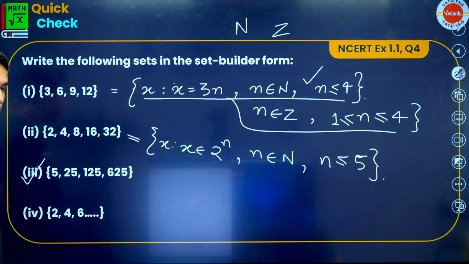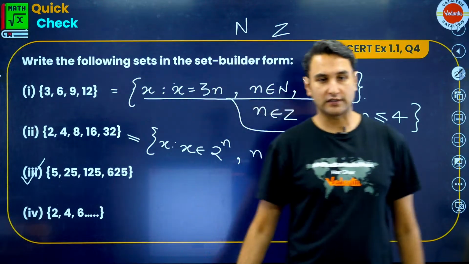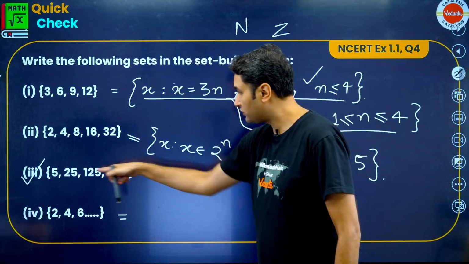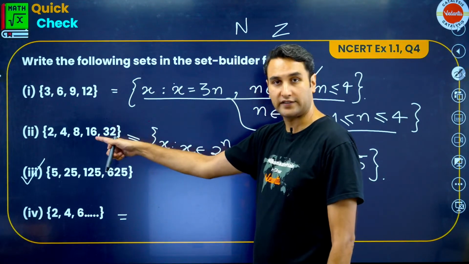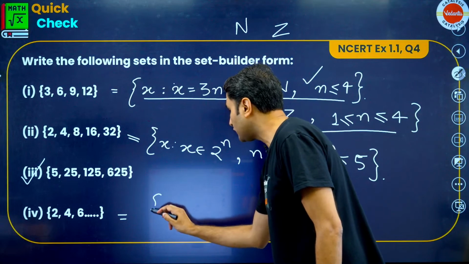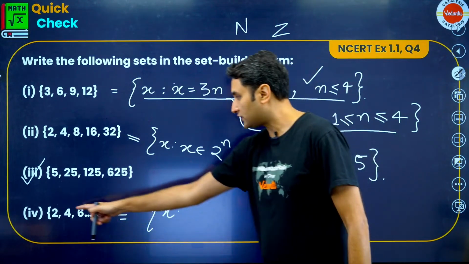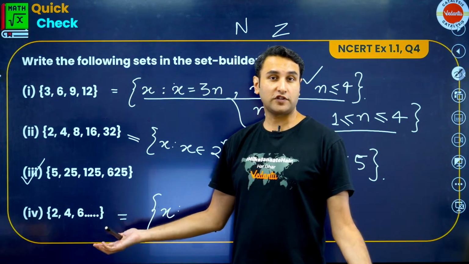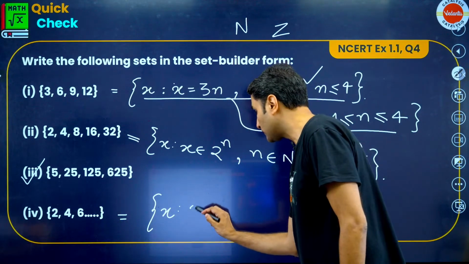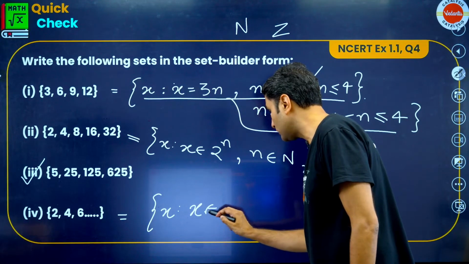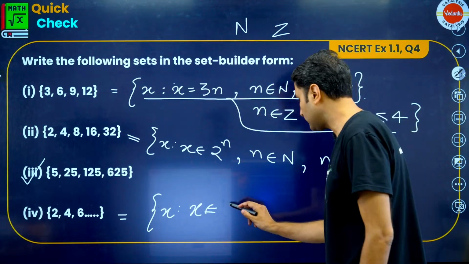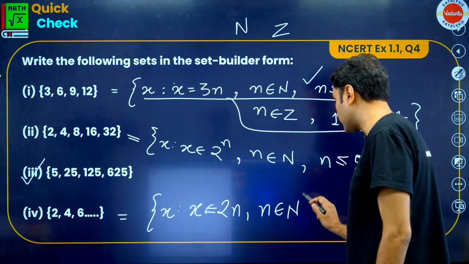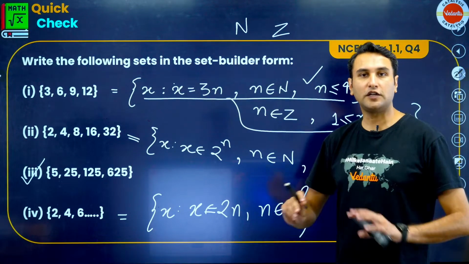And what is this, bachcho? 2, 4, 6. What is this? These are multiples of 2. Can I write this as, I want you to do this exactly like the second one. This is the set of all x such that, what is this? 2, 4, 6, multiple of 2. But there is no restriction on it. So what does it mean? So x is equal to 2n, n belongs to natural numbers. End of the story. I didn't put any restriction.